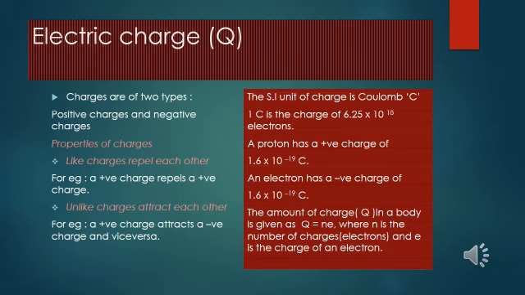The amount of charge Q in a body is given as Q is equal to NE, where N is the number of charges or electrons and E is the charge of an electron.